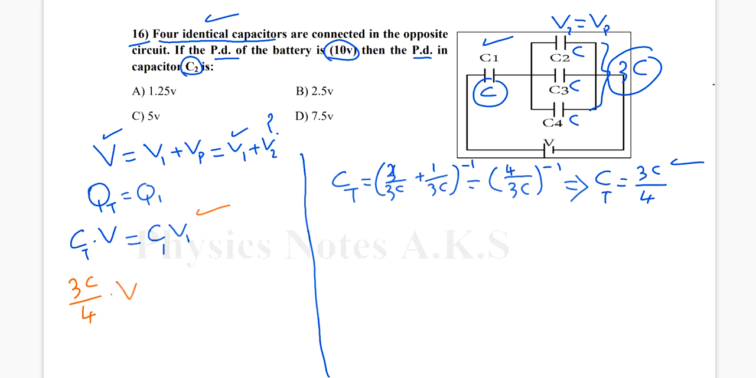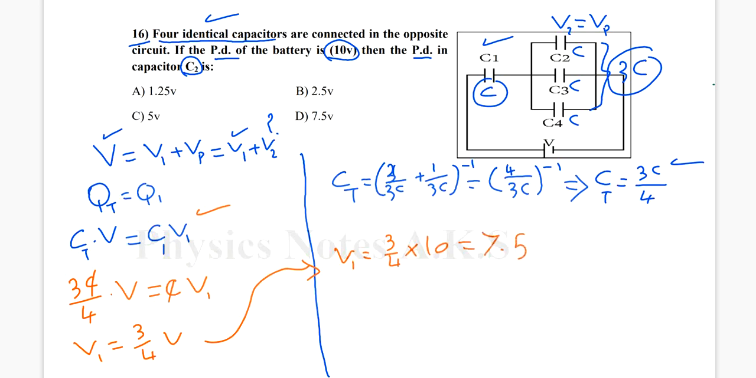Multiplied by V equals, we agreed that C1 is C, multiplied by V1. Now I can cut this C with this C. I will have now V1 alone: V1 equals 3 over 4 V. So V1 equals 3 over 4 multiplied by 10. This will give me 7.5.